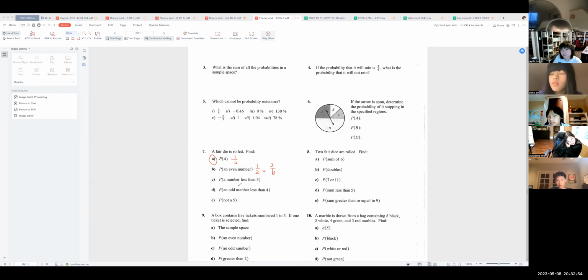Okay, now let's look at C, a number less than 3. 1 over 3. Okay, I'm so good. So a number less than 3: Vicky, is it only 1 and 2? Right? Graciana, right? Then 1 and 2 are 2 numbers, and there are 6 numbers in total. So the answer is 2 over 6 equals 1 over 3. Okay, number D, the probability of an odd number less than 4.